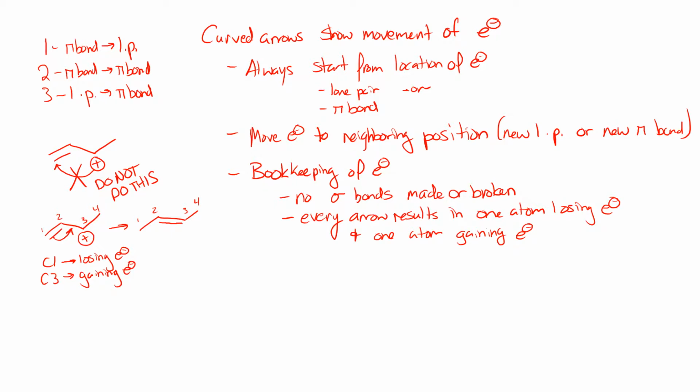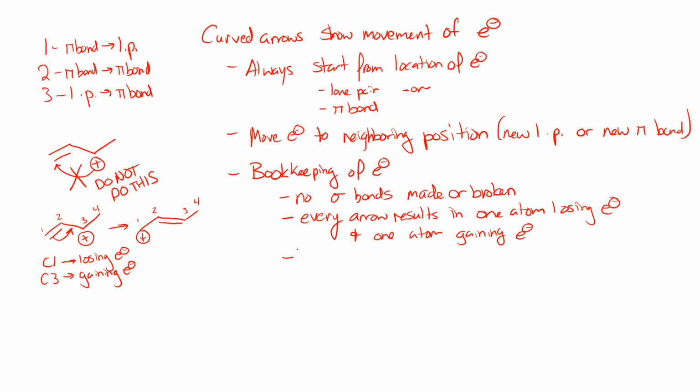Now notice with C1, we're going from neutral and then we're losing electrons, so C1 should end up being positive, so there should be a carbocation there as well. So C1 loses electrons, goes from being neutral to being positive. C3 gains electrons, so it goes from being positive to being neutral. But of course, the overall charge here remains the same. We have a +1 charge across all 4 atoms here. We have a +1 charge across all 4 atoms over here.